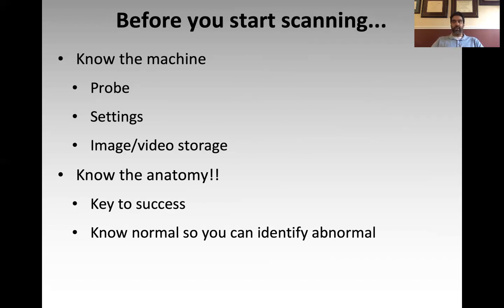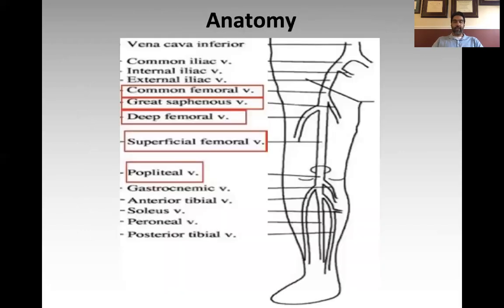But I'll show you here that gain and depth are very important when you're trying to assess for DVT. And the most important thing is you need to know the anatomy of the lower extremity deep venous system. This is the key to success, and not knowing the anatomy is what will get you in trouble. So we'll talk about that. Here is the pertinent anatomy for us when we're scanning the lower extremity deep venous system.